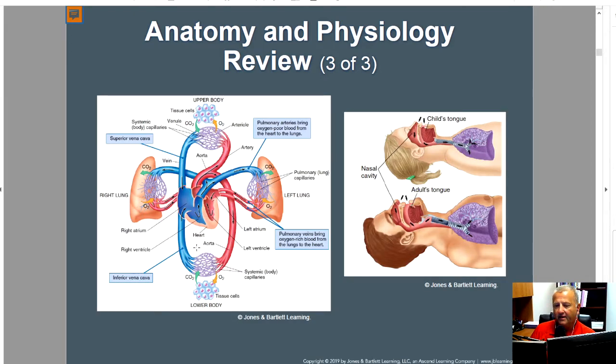And the next slide just kind of breaks down gas exchange, the one on the left. It pretty much shows you the gas exchange process starts here in the left ventricle. I'm trying to get a pen up here. Hang on one sec.